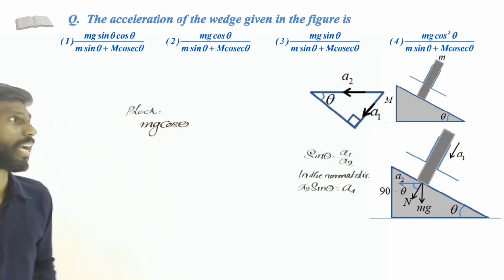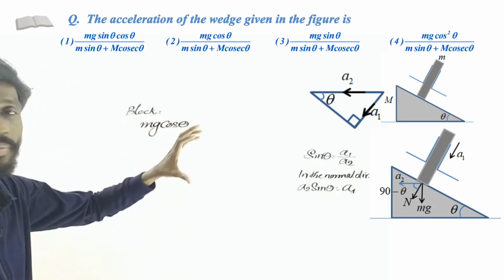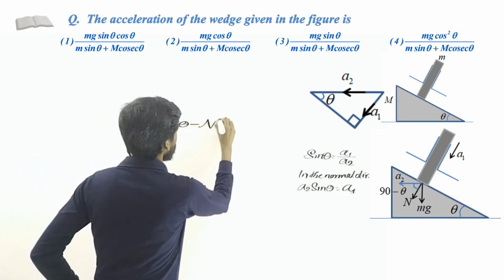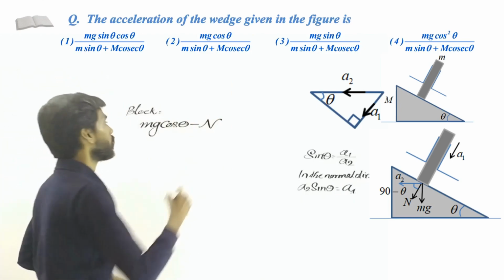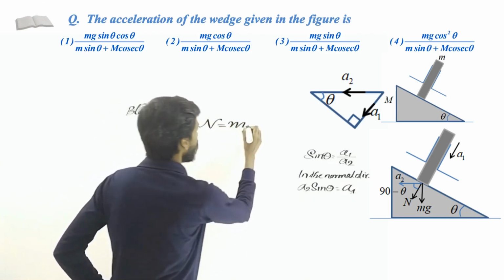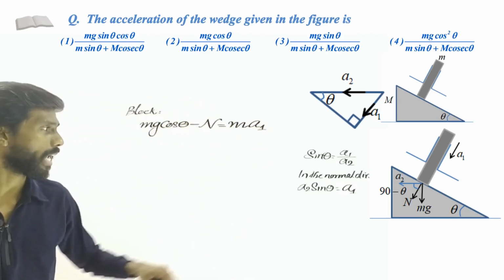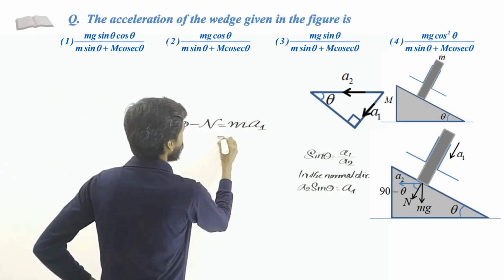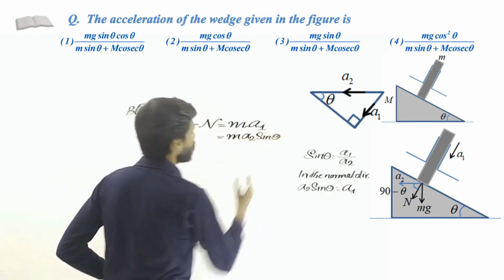What are the other forces acting on this object? There is a normal force between this block and the wedge, that is in the opposite direction, so minus N. So this is the total force, right? That must be equal to mass times the acceleration of the block, so that is m multiplied by a1. Yes, that is the equation, but a1 equals a2 sin theta, so that can also be written as m a2 sin theta. So this is for that block.